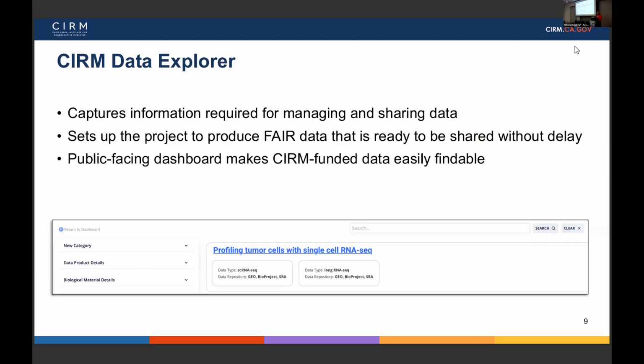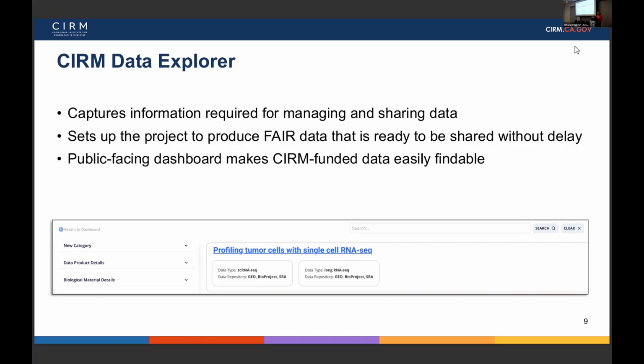And the flip side of the Data Explorer is that it is a public-facing dashboard. Grantees have a login and they go in and enter data, but anyone can actually visit the website and see. This is a preview of our new version of the UI. We work with a really great contractor called Rancho Biosciences, and they've developed this website for us. When our new version is live, you'll see that along the left, you can search and filter by a lot of different categories, maybe the source of the cells, the type of data they've generated, really anything.